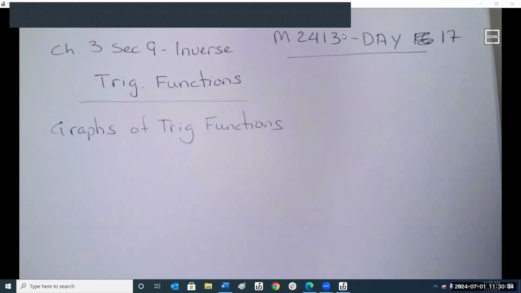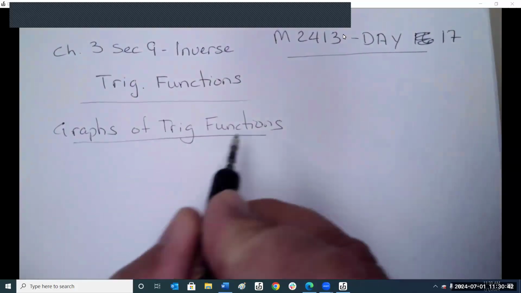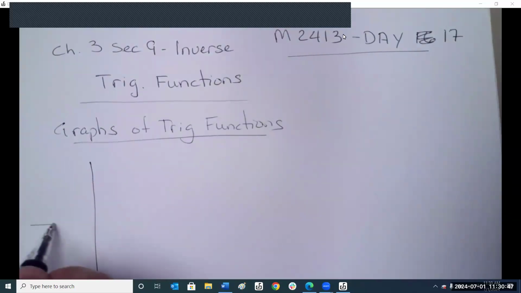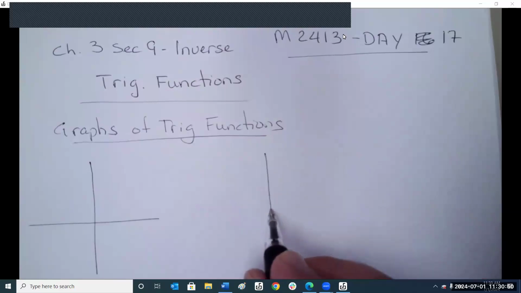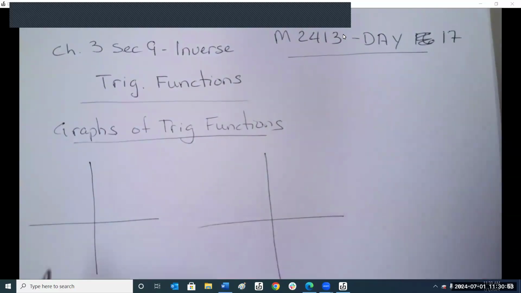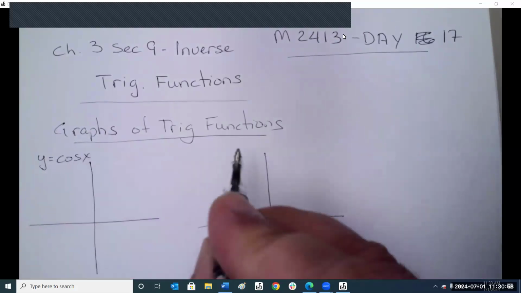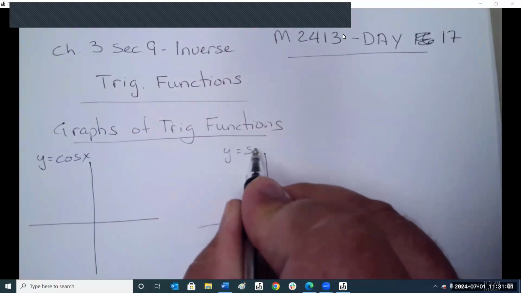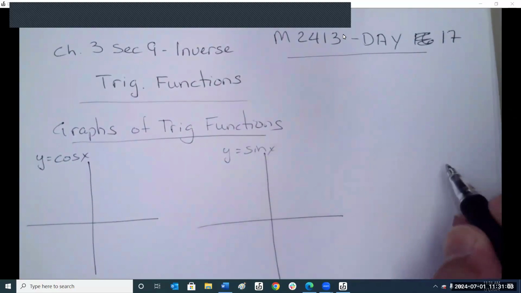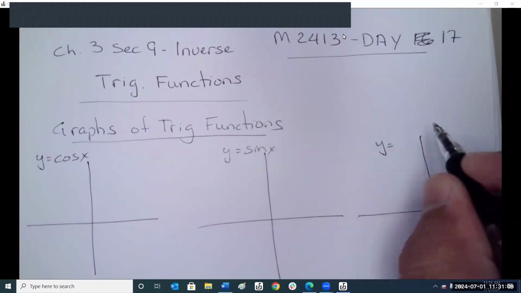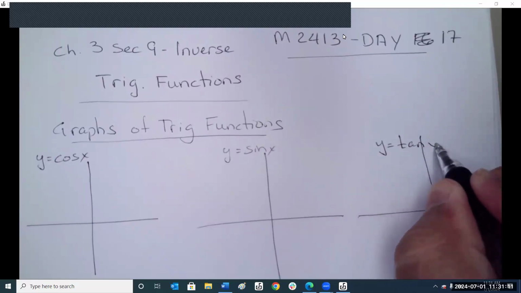All right, here we're gonna finish up chapter 3 by looking at inverse of trig functions. Let's first look at what the graphs of the traditional trig functions are. First, let's look at the cosine function. Then the sine function. Tangent function.